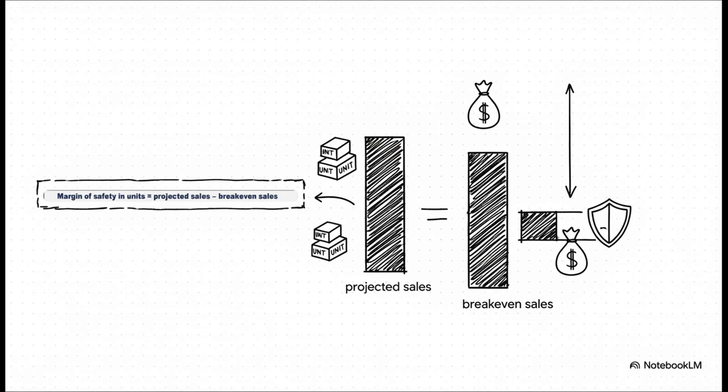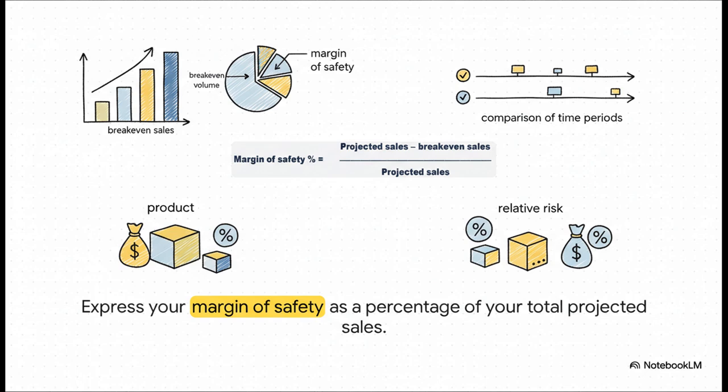This gives you a hard number, the number of sales you can afford to lose before you start actually losing money. But even more powerful is expressing this as a percentage of your projected sales. This is incredibly useful because it lets you compare the risk between totally different products or different business quarters, no matter what their sales numbers look like.